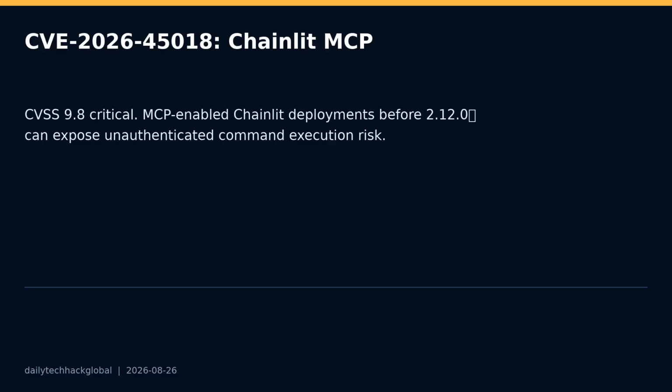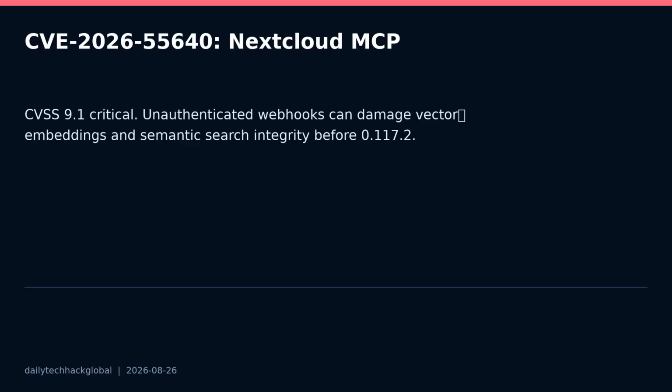For Chainlit, upgrade to 2.12.0, turn off MCP if it is not required, require authentication before any MCP endpoint, and avoid exposing development assistance directly to the internet. Put these services behind identity-aware access controls, run them with least privilege, and separate agent execution from production credentials.